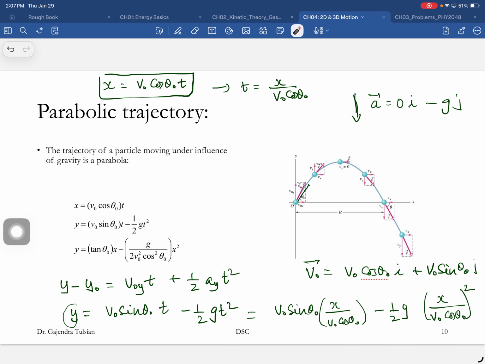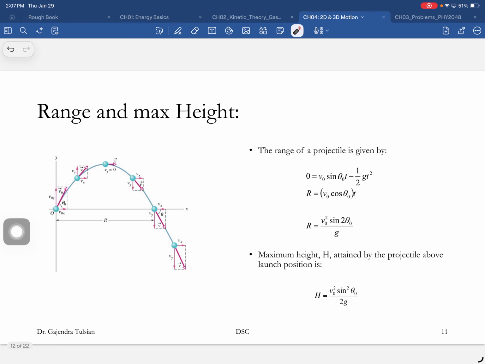This gives you the maximum height it reaches: v naught squared sine squared theta naught divided by 2g. When do you get maximum height for a given speed? How should you launch it? Yes, you launch it straight up. You see, this will be maximum when sine squared is 1, and that will be true for theta naught equal to 90 degrees.